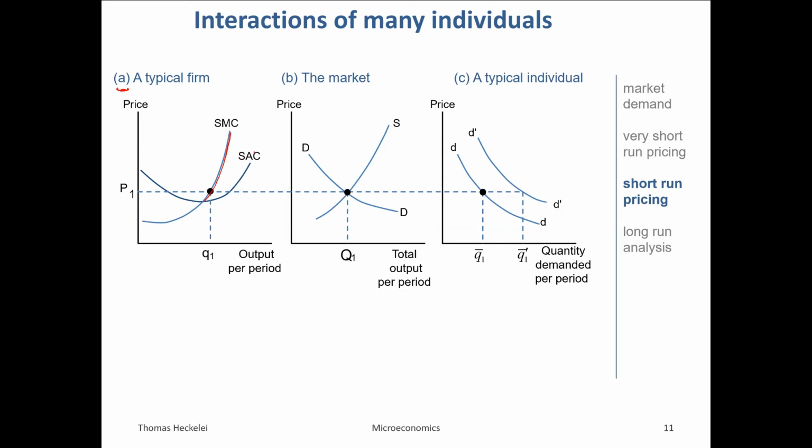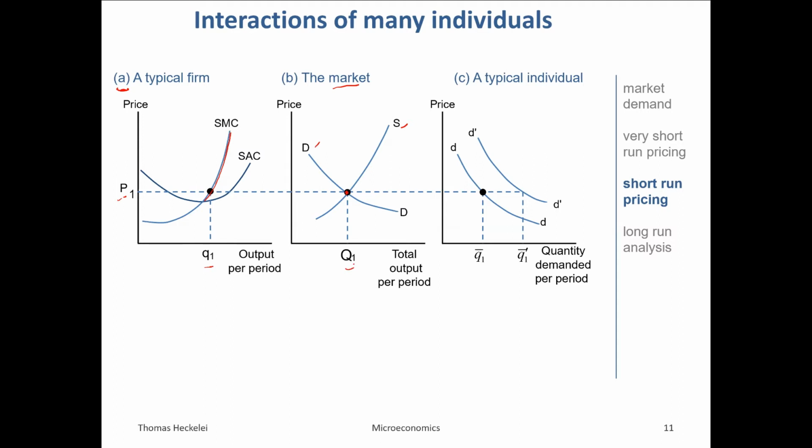Now, from the profit maximization assumption, at the market price P1, the firm sells Q1 products. That's for the firm. And the middle panel is for the market with aggregated demand and aggregated supply. They intersect at one point, and that's the market equilibrium for price P1 and the equilibrium quantity Q1.